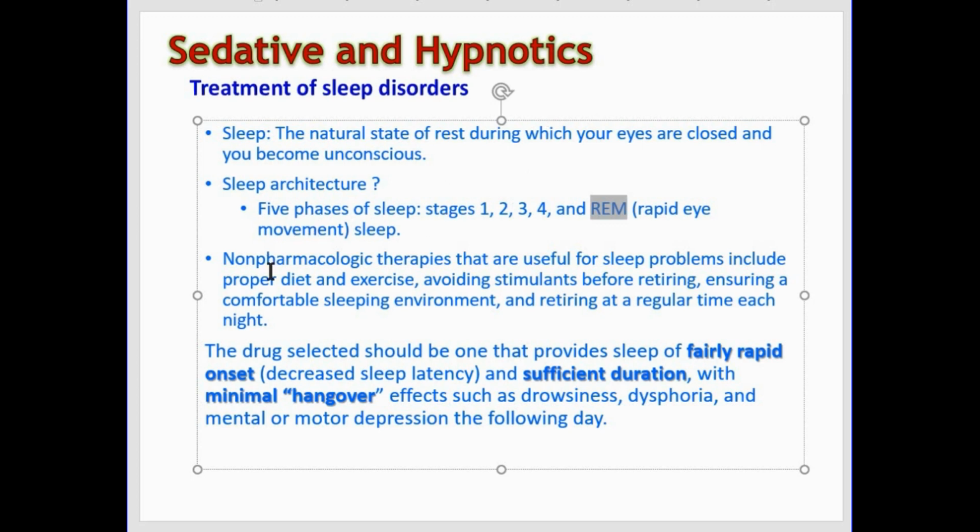If somebody has some disorder with sleep, most of the time, if you can take care of diet and exercise, and avoid anything stimulant like tea or coffee before sleeping, it works. But for some people, you need drugs. In that case, what kind of drug do you want? The drug should provide rapid onset, basically putting you to sleep quickly. It should have sufficient duration, meaning it should keep you asleep for a good amount of time. And it should have minimum hangover, meaning the next day you shouldn't feel drowsiness, dysphoria, or depression. It should not have any after effects.